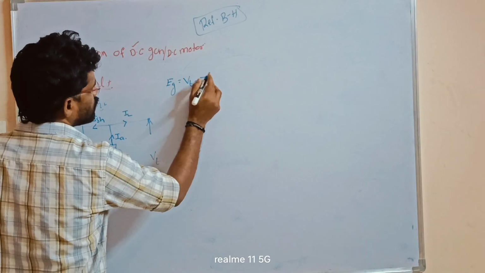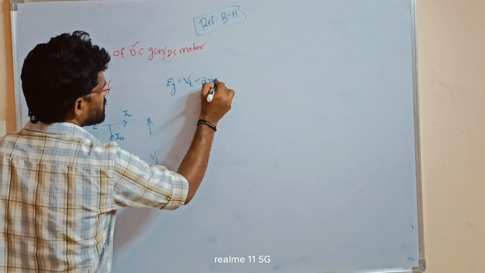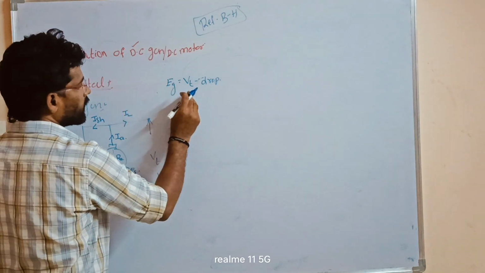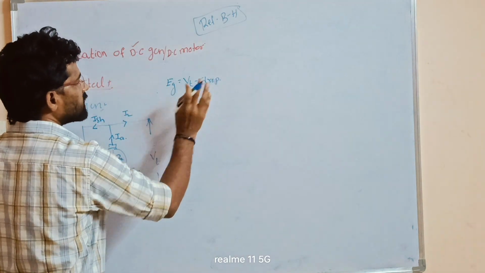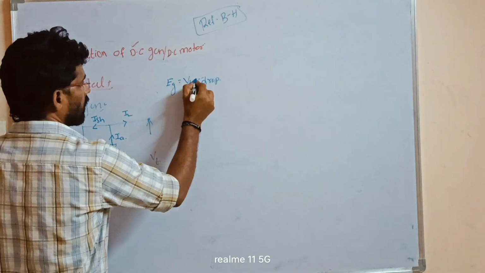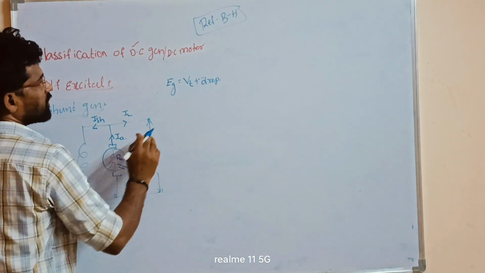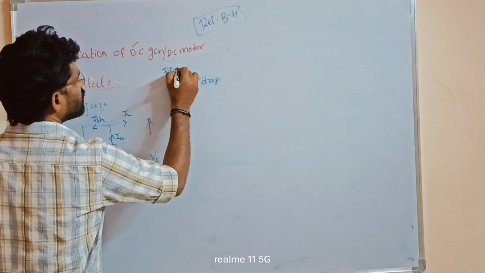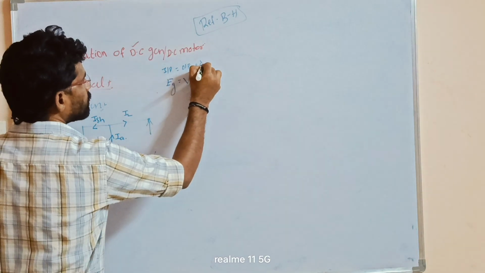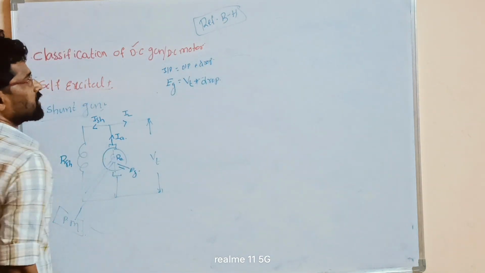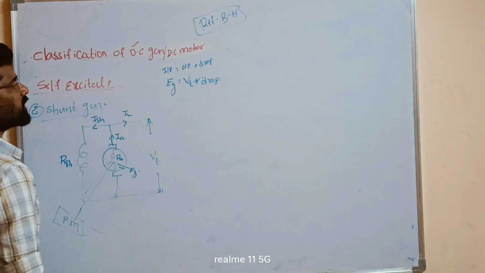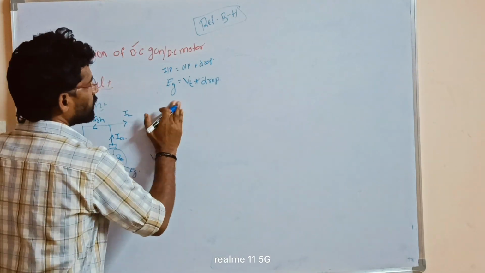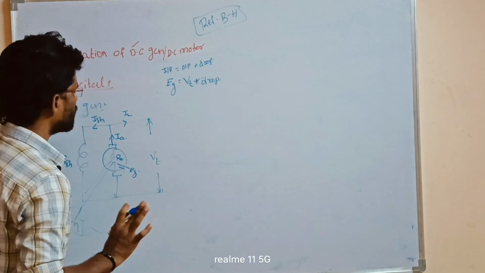So we can find out EG is equal to VT plus drop. Input is equal to output plus drop. So what is the output? Output is equal to VT. So what are the drops?